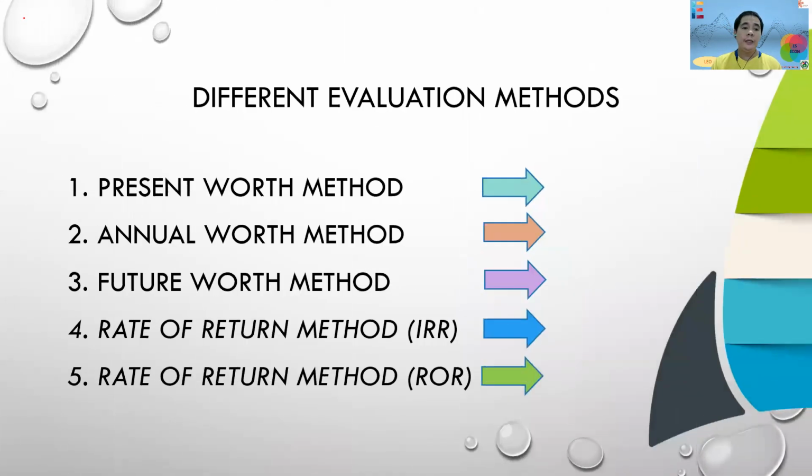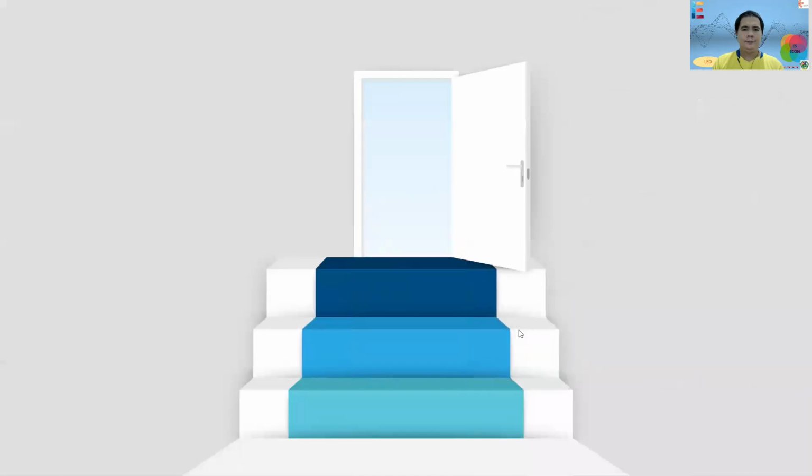So we are already done with the first 3 topics: net present worth method, annuity worth, and the future worth method. Now we'll go into discussing the ROR, or the rate of return, using the IRR method. So what is your IRR method?